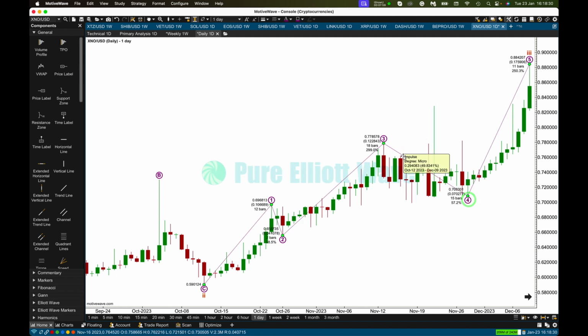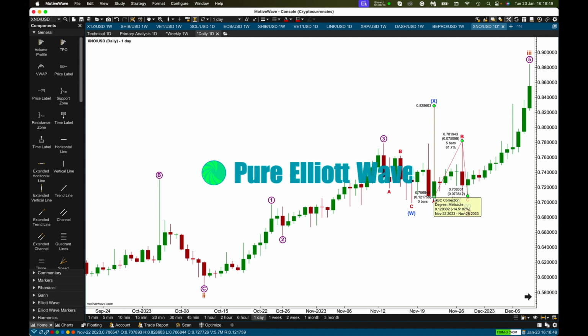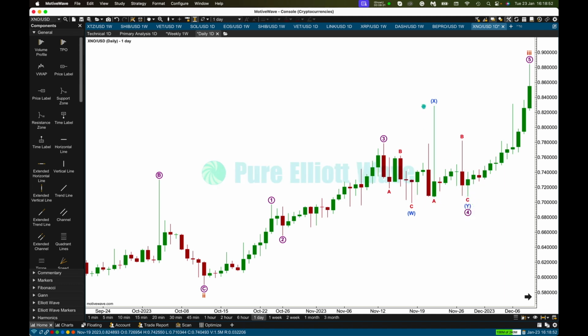I'm going to say maybe this was some kind of combination. Well, now the problem is that's not a combination, that is a double zigzag, and the second zigzag in the double has not achieved its purpose, so no, I can't label that. Is 5 an ending diagonal?